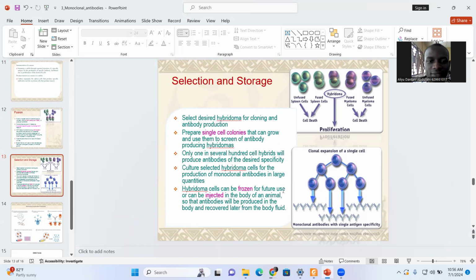You can now freeze your cells if you want to for future use, or if you want to apply it right away, you can inject it in the body of an animal, right? So that antibodies will be produced in the body fluid and recovered later from the body fluid. So it's up to you, right? It's up to what you want to do.